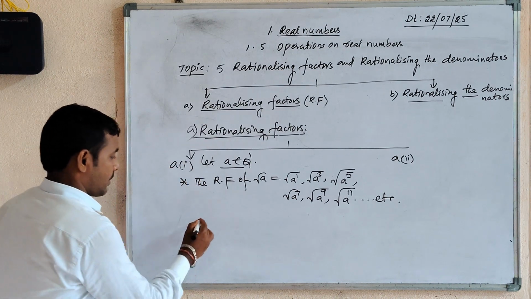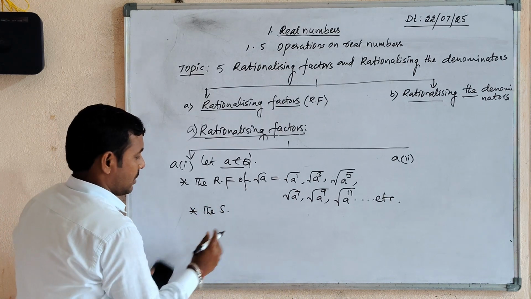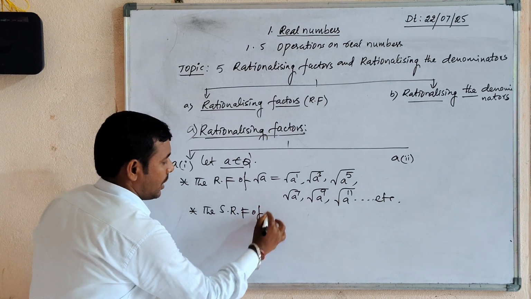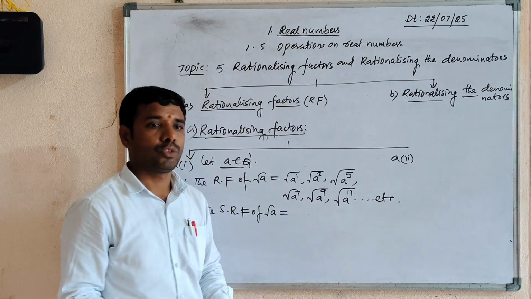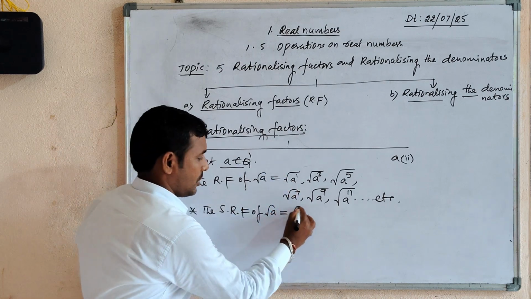Few questions. The smallest rationalizing factor of root A, tell me. Square root A. First one only, no?